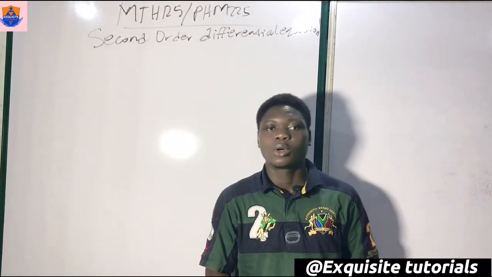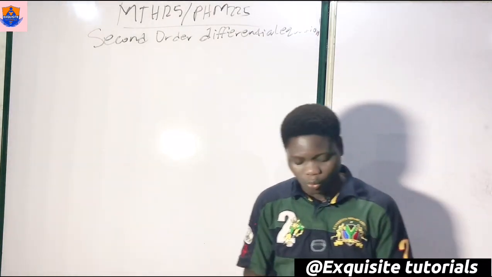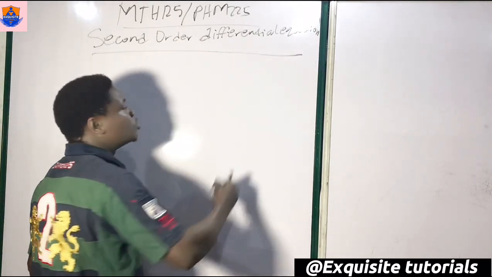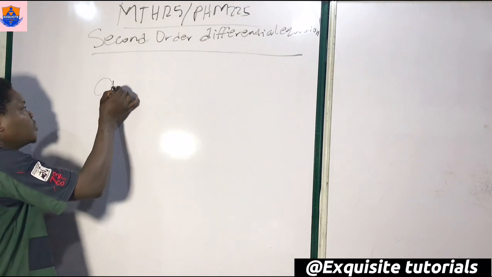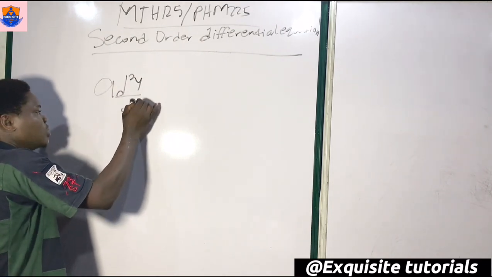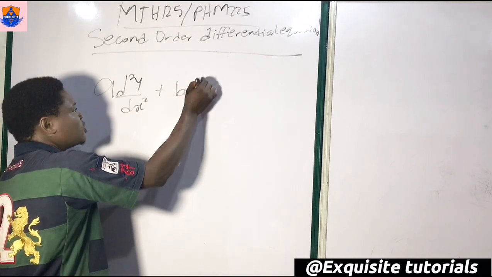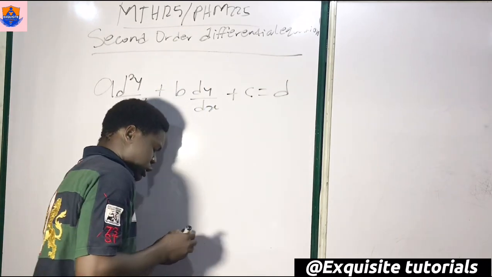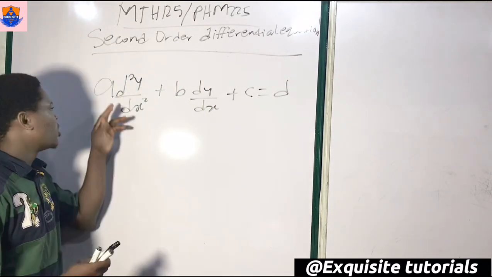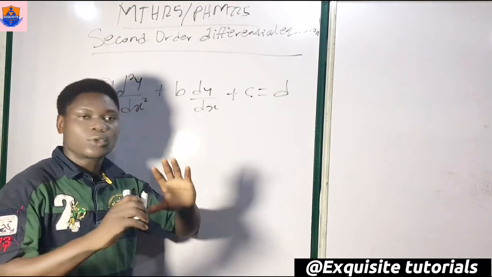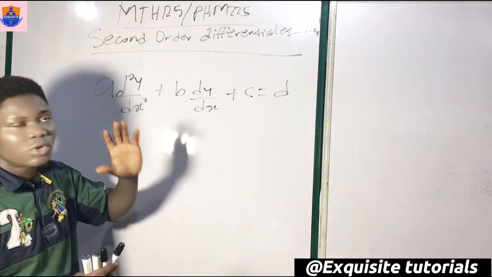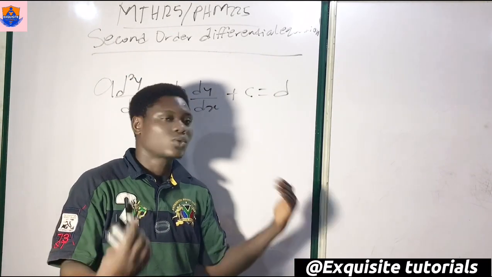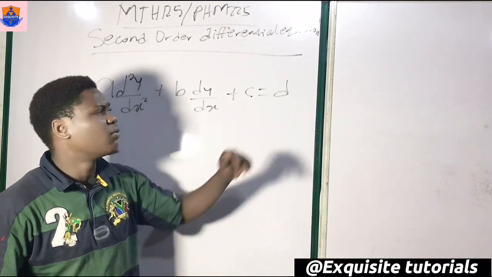In today's video, we're going to talk about second order differential equations with constant coefficients. Now this is the one you'll be doing for this course: a d squared y over dx squared plus b dy over dx plus c y equals d. For this level, a, b, c are not functions of x, they are just constants. That's why we say constant coefficients. A, b, c are just constants, while d can be a constant or a function of x.